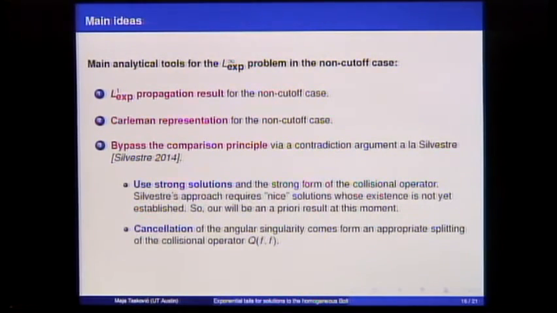Remember I told you that now that we've dealt with the L1 propagation, we need one more tool, because the Carleman representation is OK. It's the comparison principle. What saved the day was a recent paper Luis Silvestre posted on arXiv in December, where he finds a way to bypass this problem by doing some kind of contradiction argument. His method uses very nice strong solutions, and the existence of those solutions is not known yet. So again, our result is going to be a priori for this part. And this is just a repetition that cancellation comes from the splitting of Q.